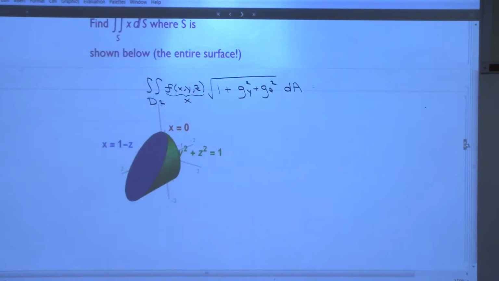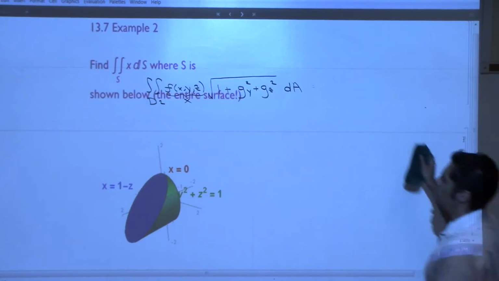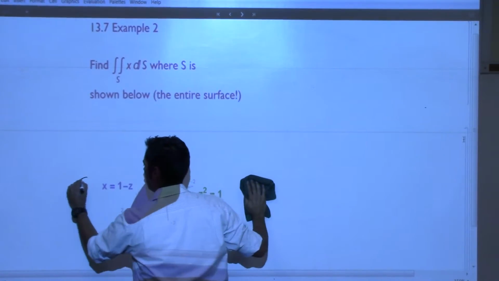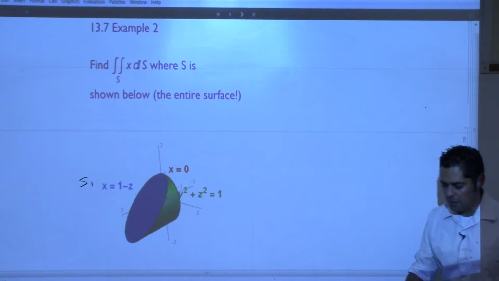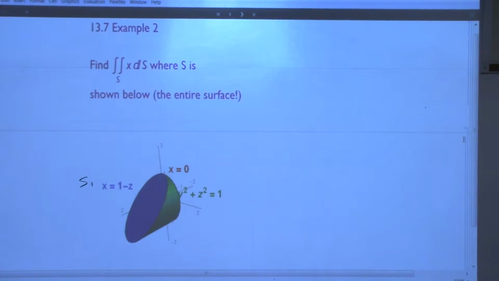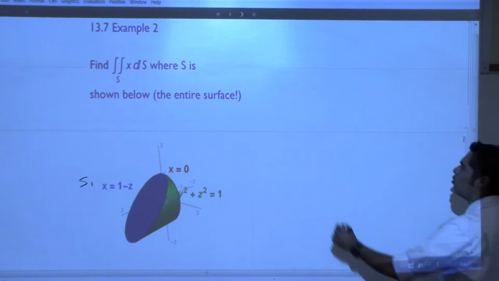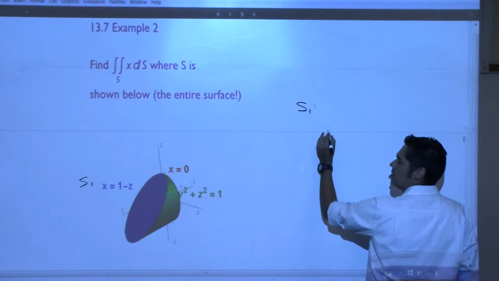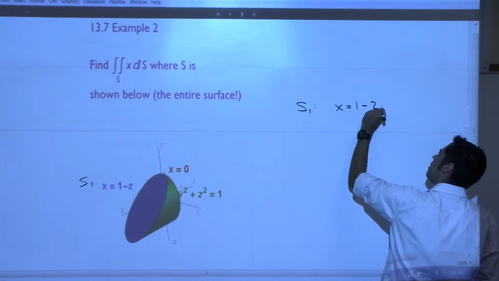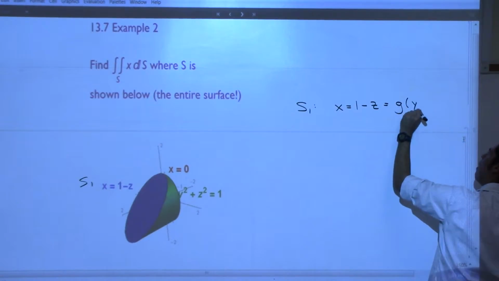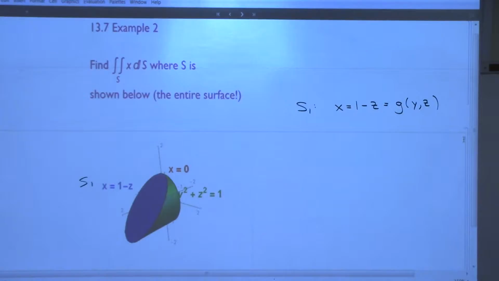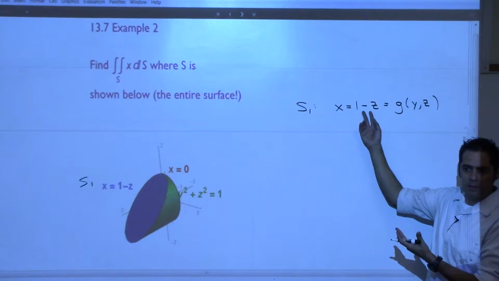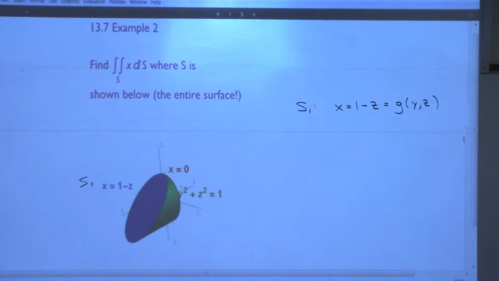Okay, which one was S1? The blue one? Okay, the blue one, S1. So how would you like to handle this? You want to go R of U, V, or can you look at that as being some function of two variables? Function of two variables, right? S1 is actually just x equals 1 minus z, which again is a function of y and z, isn't it? X is determined by y and z. Now it turns out that our function doesn't need y in it. Y is not in there. But x is determined by z for sure.